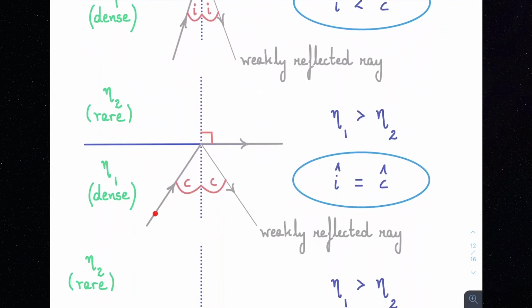So here I'm showing the incident ray at a particular angle such that the angle of refraction is 90 degrees. It exits along the boundary between the two media. And we call this angle of incidence the critical angle C. We give it the symbol C. Again, a weak reflected ray appears in medium 1.